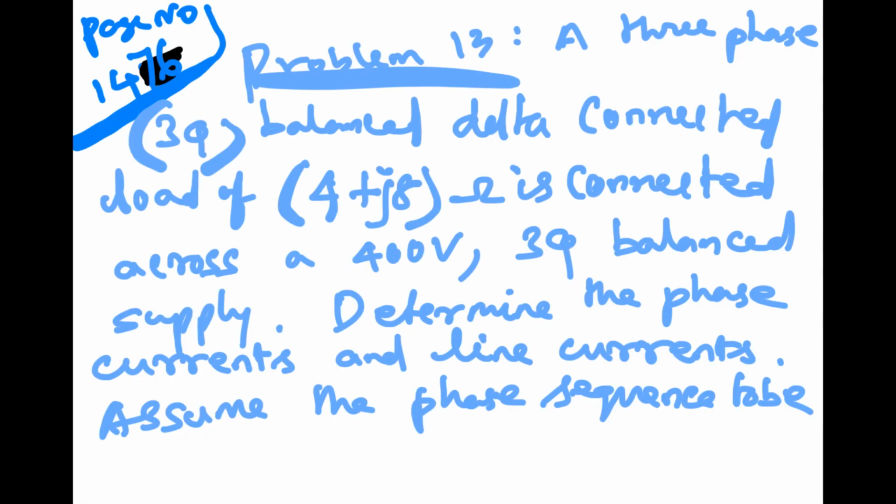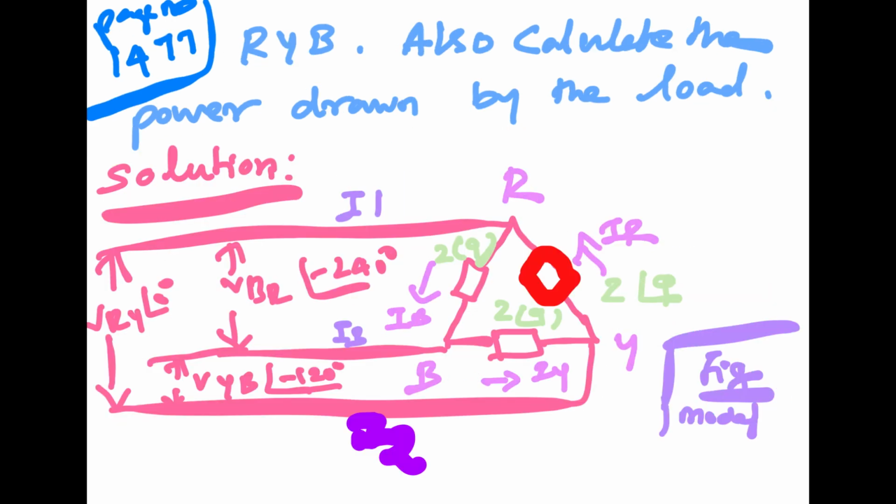A three-phase balanced delta connected load of 4 plus j8 ohm is connected across a 400 volt three-phase balanced supply. Determine the phase currents and line currents. Assume the phase sequence to be RYB. Also calculate the power drawn by the load.